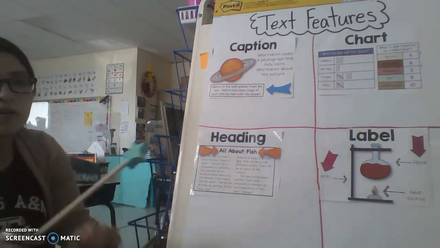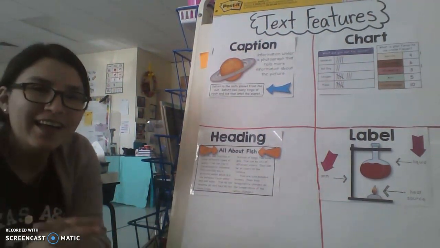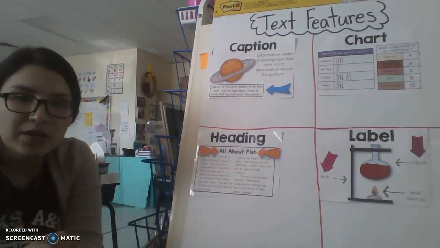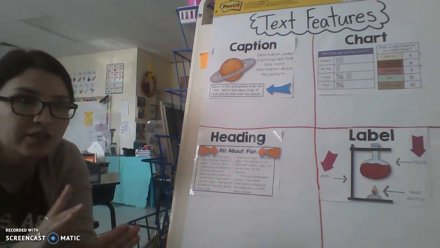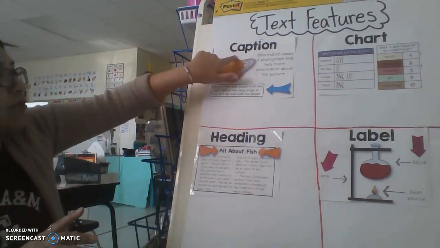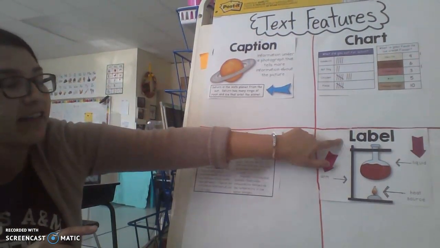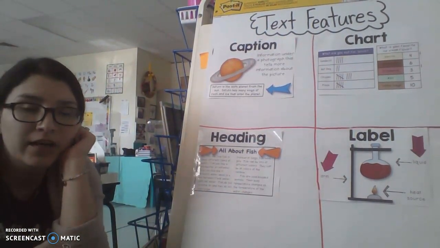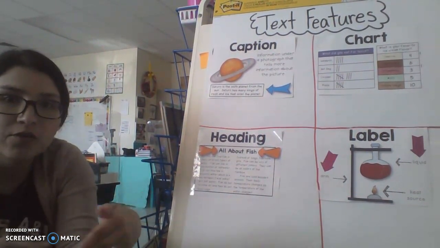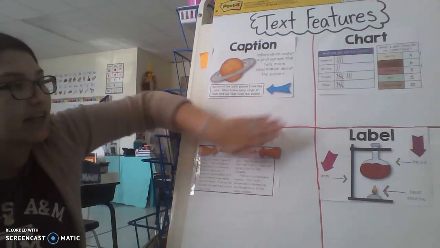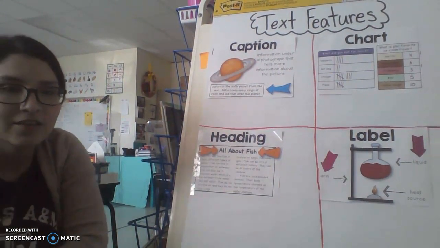Okay, so in just a bit, I'm going to be doing a read aloud where you're going to see several different text features. I want you to really focus on captions, charts, headings, and labels. I'm going to talk about a couple different text features like photographs, bold words. I'm just going to introduce them to you, but I really want you to see if you can find any of these text features. All right.